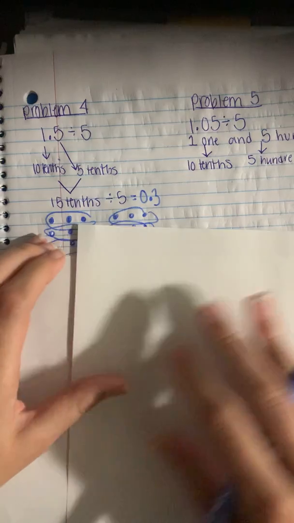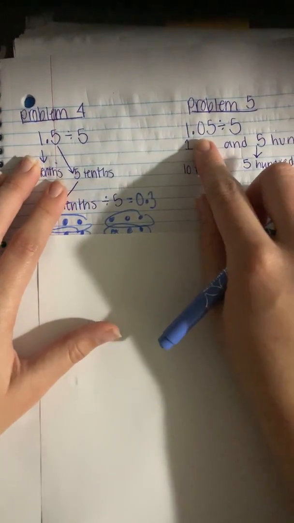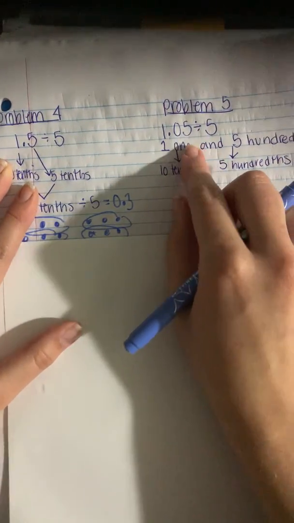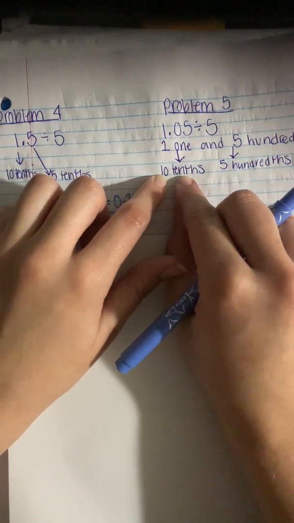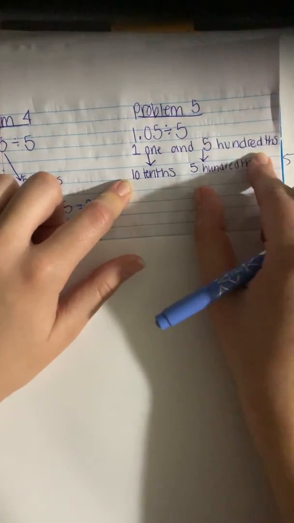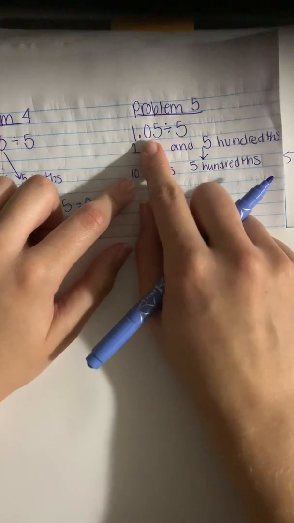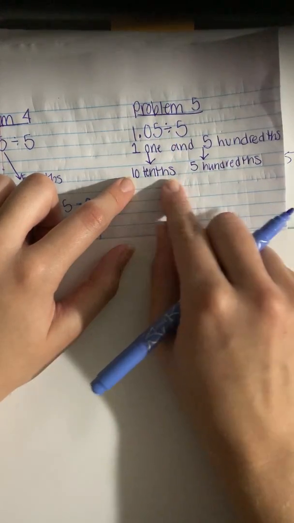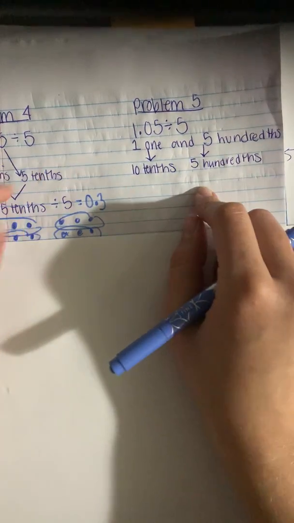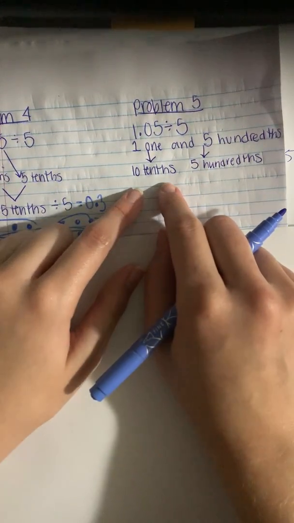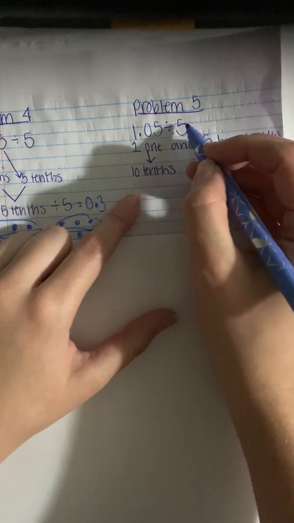Okay, and for this one, I have 1 5/100 divided by 5. I'm trading out my 1 whole for 10/10, and then I have 5/100. So now, instead of 1s, 10ths, and 100ths, I just have 10ths and 100ths. That's a little bit easier for me to work with, and now I can put my 10/10 into 5 groups.